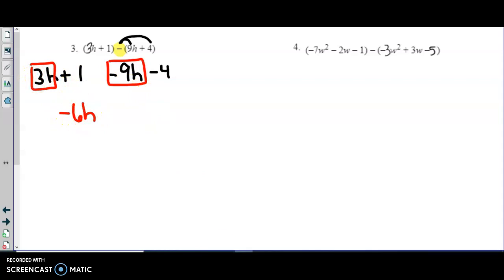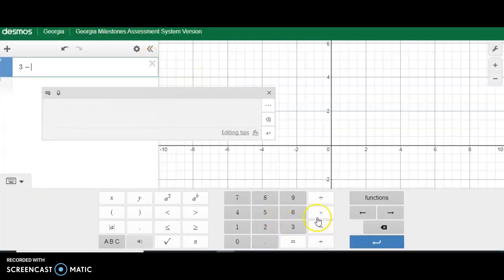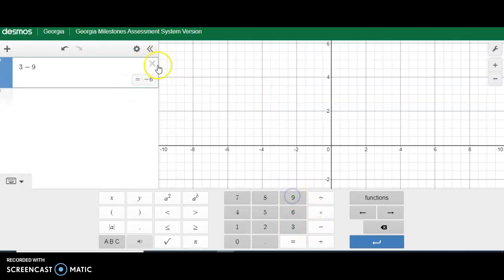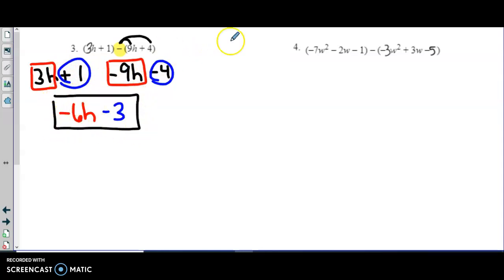Let's say you don't know 3 minus 9 in your brain. That's fine. Go to the calculator and type in 3 minus 9. You cannot type it in with the h's, but you can still do 3 minus 9 to get the -6, and then just put the h back on your answer. And then we have a +1 and a -4, and 1 minus 4 is -3. We can't combine those any further, so that is our final answer.